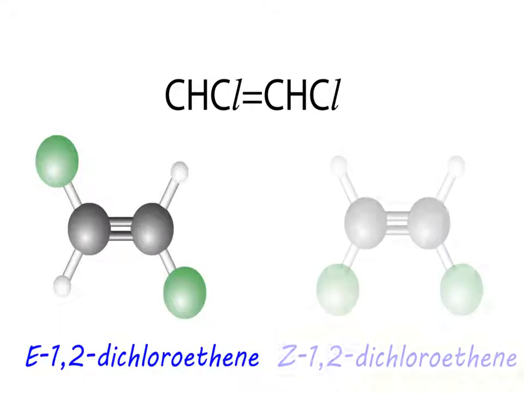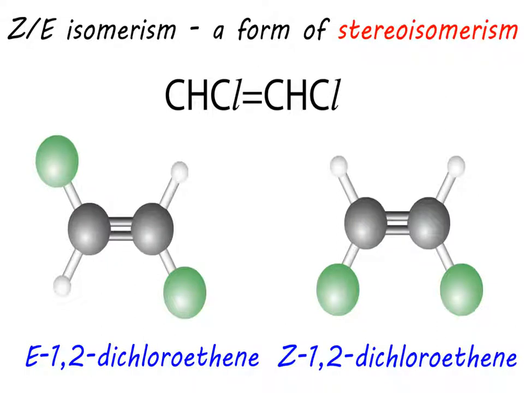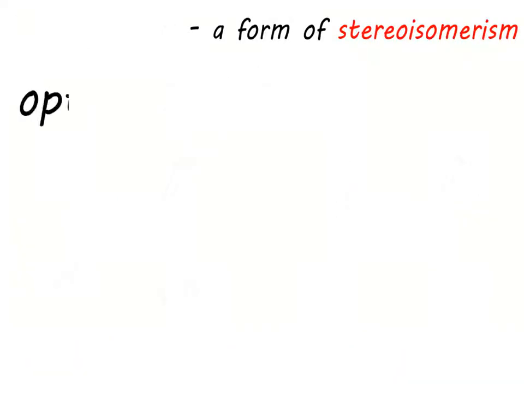In Year 1, we learnt that E/Z isomers were molecules that had the same structural formulae, but the arrangement of the atoms was different. E/Z isomerism was said to be a form of stereoisomerism. We are now going to cover another form of stereoisomerism, which is called optical isomerism.